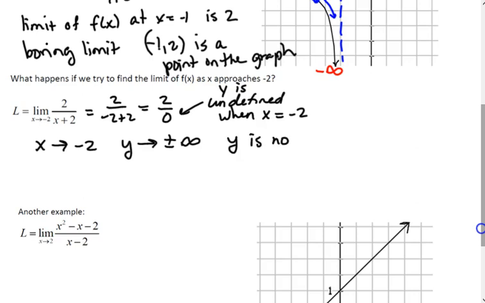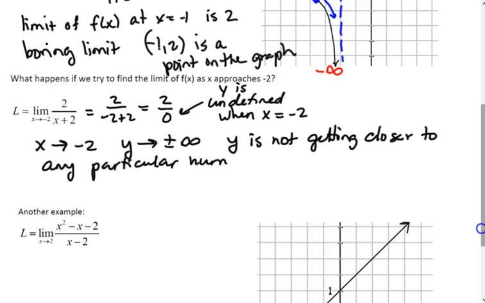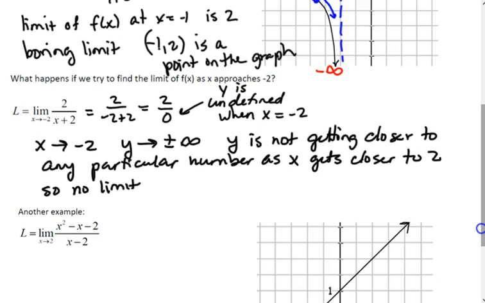Y is not getting closer to any particular number as x gets closer to -2. So no limit exists at x equals -2. Sorry, that's -2, not +2. I keep writing +2. So no limit exists at -2.